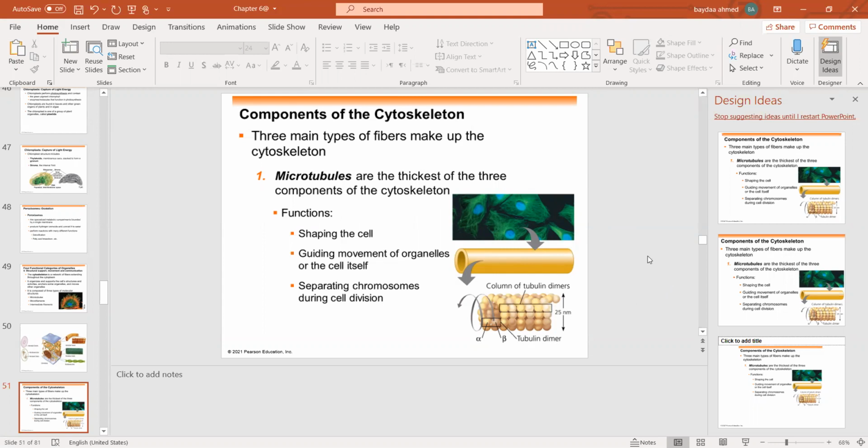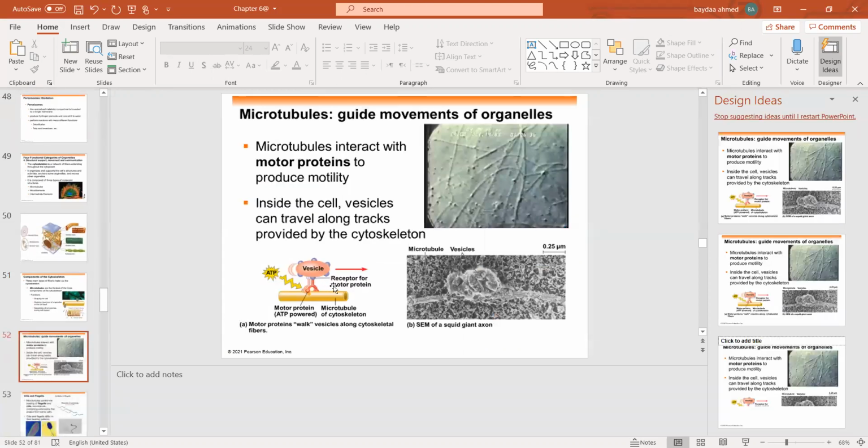The function of microtubules is to shape and support the cell, and they also serve as tracks along which organelles equipped with motor proteins can move. Microtubules guide vesicles from the endoplasmic reticulum to the Golgi apparatus, and from the Golgi to the plasma membrane. Microtubules are also involved in the separation of chromosomes during cell division.